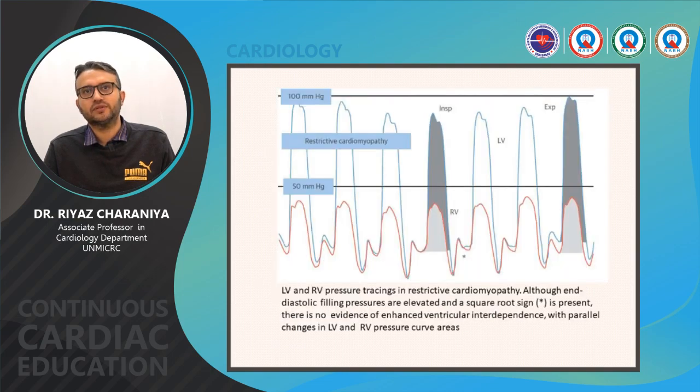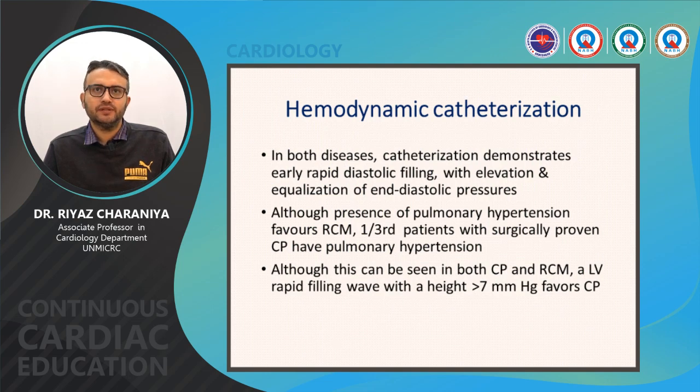So these are the tracings of the simultaneous LV and RV which we see in restrictive cardiomyopathy. You see not much change in the pressures between the RV and the LV during inspiration and expiration. It's relatively constant, and there is no evidence of enhanced ventricular interdependence which was seen in constrictive pericarditis. However, you can observe that the square root sign is present here also, and the end diastolic filling pressures are very high in restrictive cardiomyopathy. So in both diseases, the catheterization demonstrates early rapid diastolic filling with elevation and equalization of end diastolic pressures.